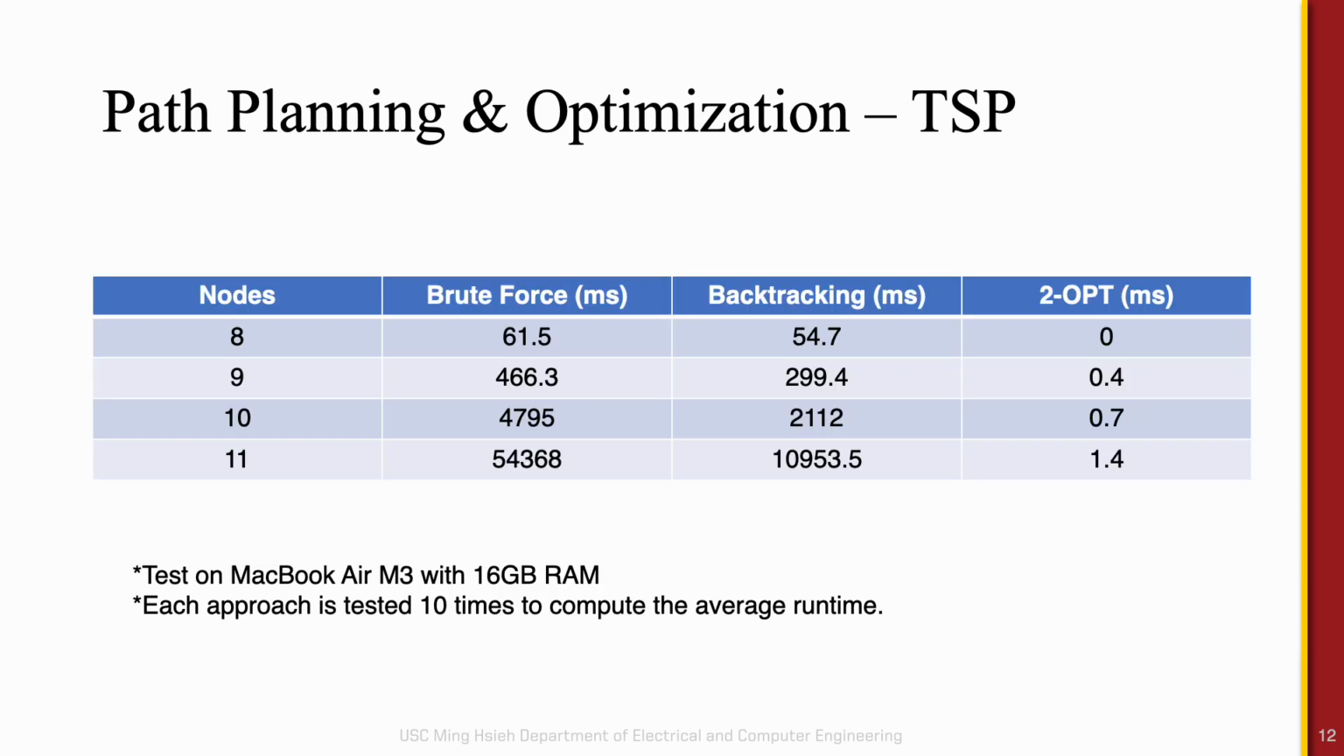I compared their performance across different numbers of locations. It was all tested on my MacBook Air M3 with 16 GB RAM, and each approach was tested 10 times, and I computed the average run time. As you can see, the two-opt approach has the least run time, so it's the most efficient way.